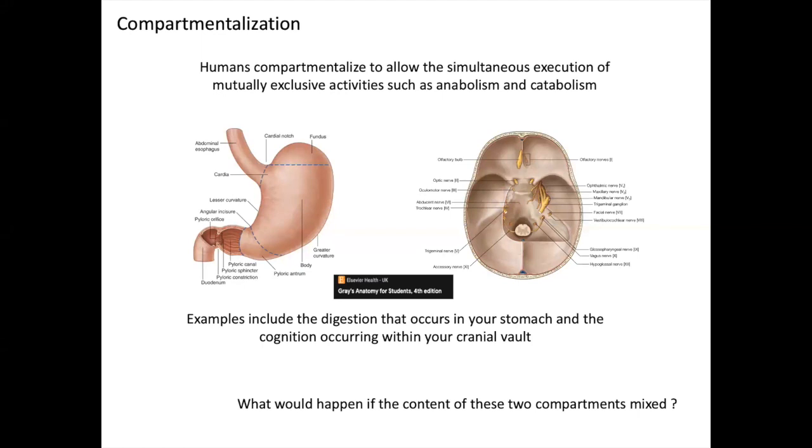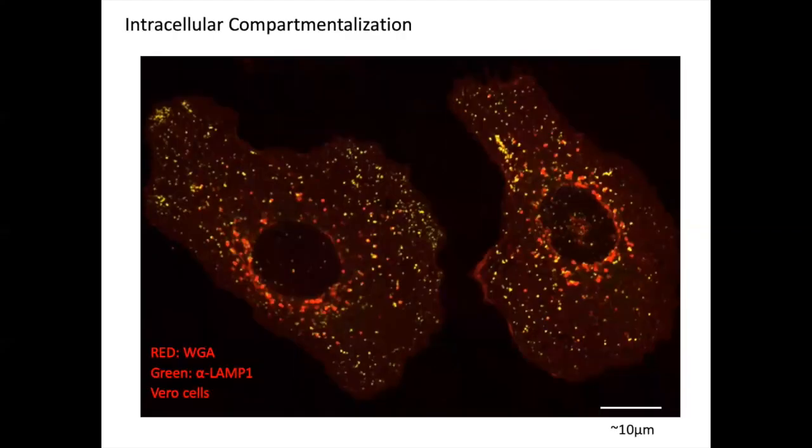What do you think would happen if the content of my stomach, which is busy digesting my glorious breakfast, got into my cranial vault? Well, the talk would end fairly quickly, and it may amuse you, but I don't think I would be very well. Now, this is an example of compartmentalization on the gross level. However, it also happens at the level of the cell.